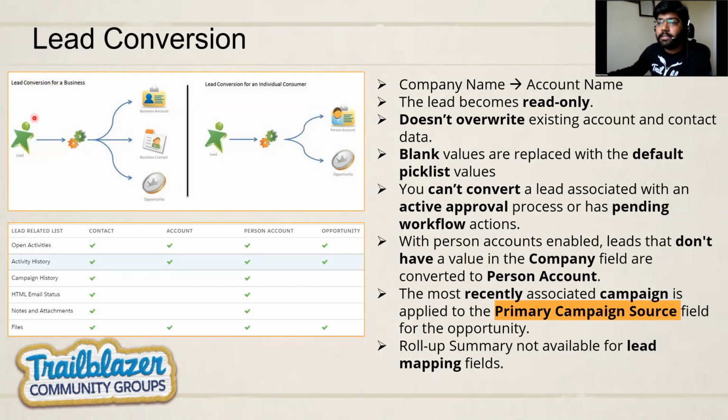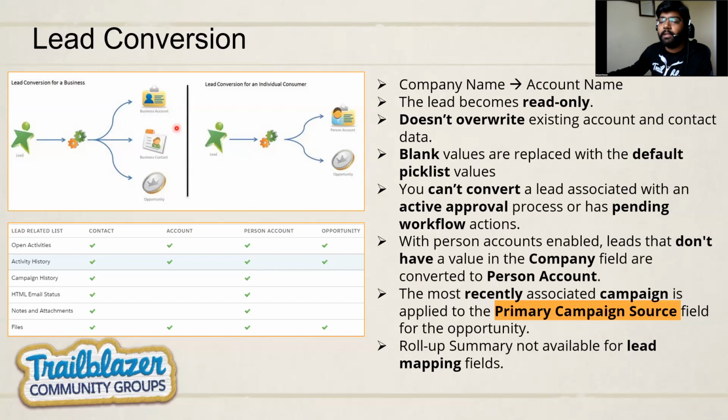There are 5 campaigns under which this lead is present. But when this lead gets converted, the most recent campaign information will be populated in the opportunity as the primary campaign source. And last but not least, roll-up summaries: if there are any on the lead, they will not be available for the lead mapping. You cannot pass the roll-up summary fields into the account and contact.